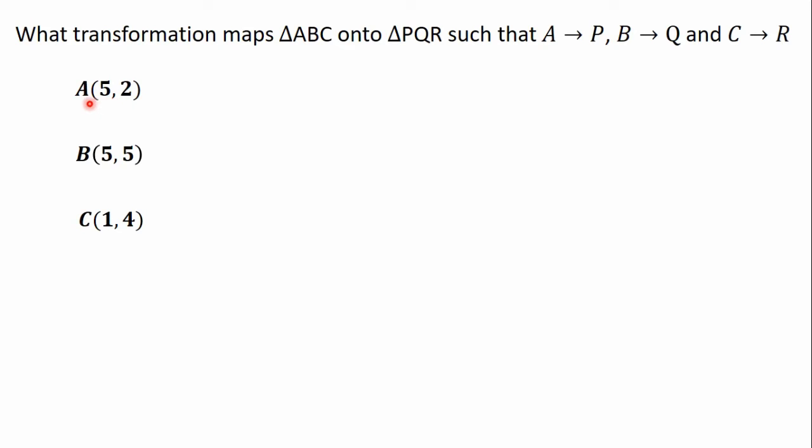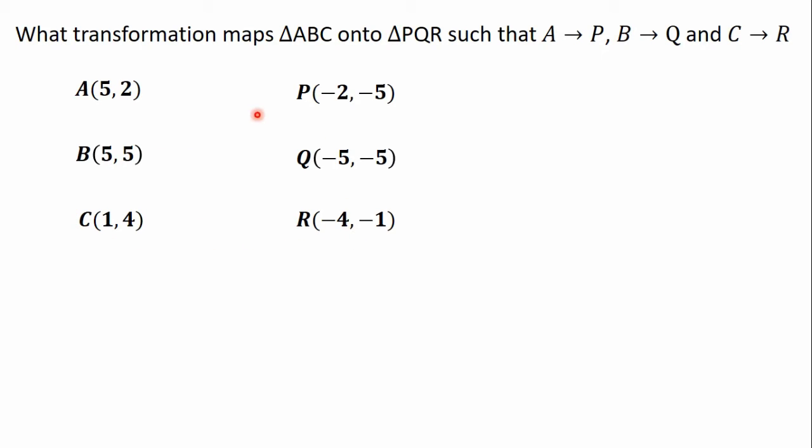These are the coordinates of points A, B, and C. Point A has the coordinates (5, 2), point B has the coordinates (5, 5), and point C has the coordinates (1, 4). And these are the coordinates of points P, Q, and R. Point P has the coordinates (-2, -5). Point Q has the coordinates (-5, -5). And point R has the coordinates (-4, -1). We are looking for the transformation that maps triangle ABC onto triangle PQR such that A maps to P, B maps to Q, and C maps to R.